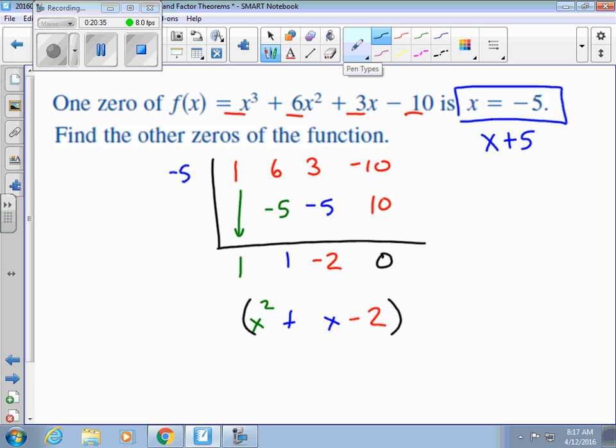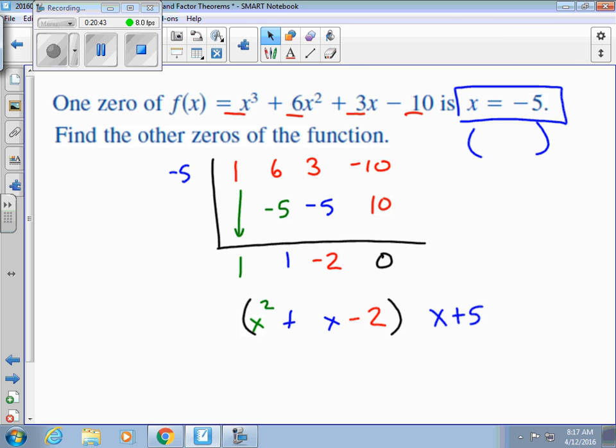That's your trinomial, x squared plus x minus 2. Remember, this one is your other factor, x plus 5. So that one goes there. If you multiplied x plus 5 times this, you would get back to x to the third plus 6x squared plus 3x minus 10. We're not trying to do that, though. We have to go one step further, or two steps further.